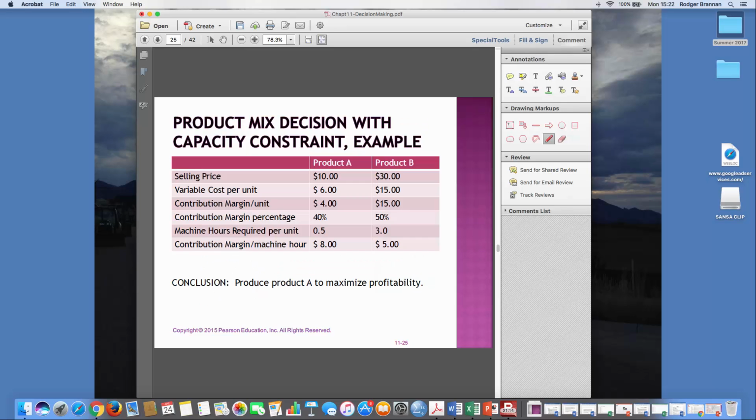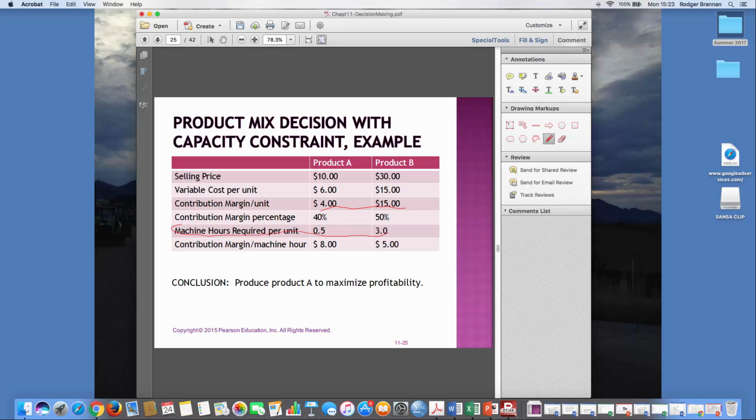The problem comes into play when you introduce a constraint. And here you want to maximize the contribution margin on the unit of constraint. So my first analysis, if I had no constraints at all, I would say, well, yeah, you produce all the B that you possibly can. But that's a problem, because in the real world, I often have constraints. So the constraint is right here, the machine hours.